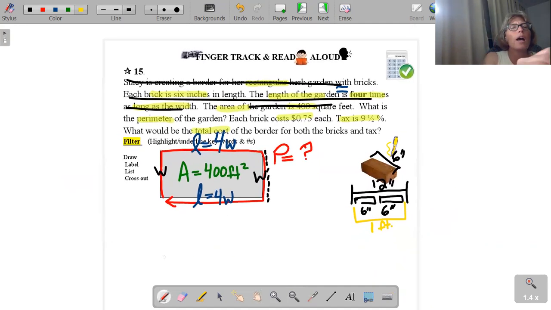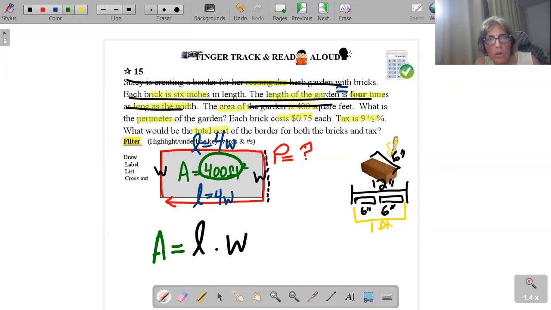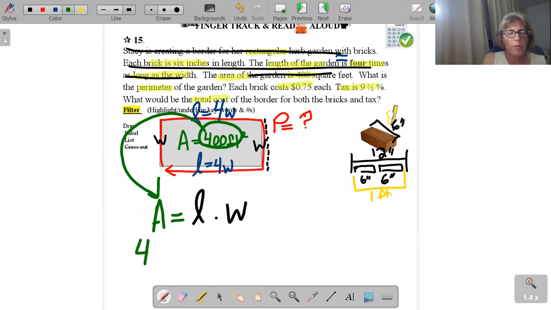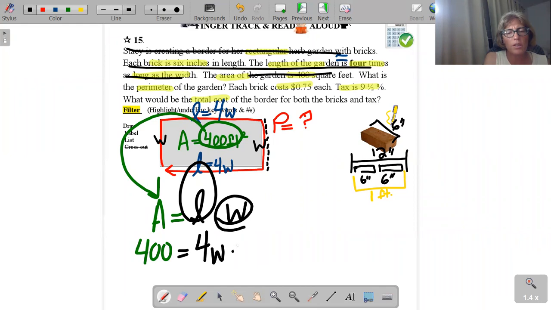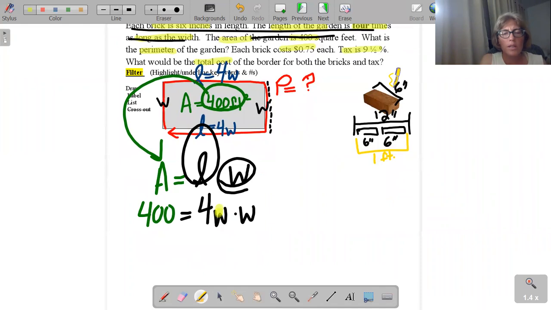Always start with what you have, not with what you need. You have the area. Area is length times width. We circle, plug, chug. Area, circle, plug it in. 400 equals, our length is 4W, and then this is W. Here's the trick to the entire problem. W times W is W squared.